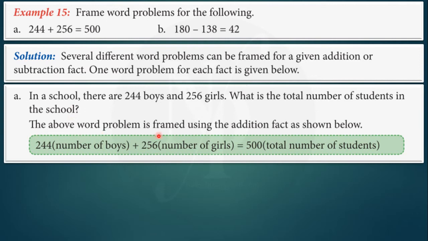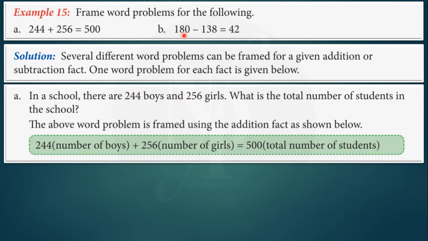The above word problem is framed using the addition fact as shown below. So if you go through this, you will understand how you can frame a word problem. See here, in the question 244 is given, so that is chosen as number of boys in a school, and the other number 256 is chosen as number of girls, and the sum represents total number of students in that school. So this is how a word problem can be framed for a given addition statement.